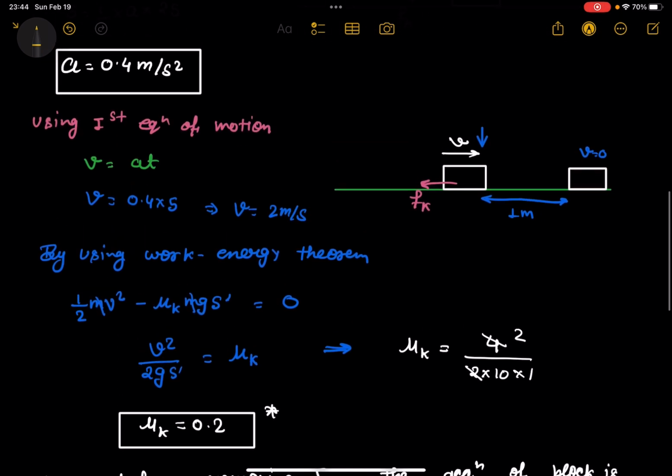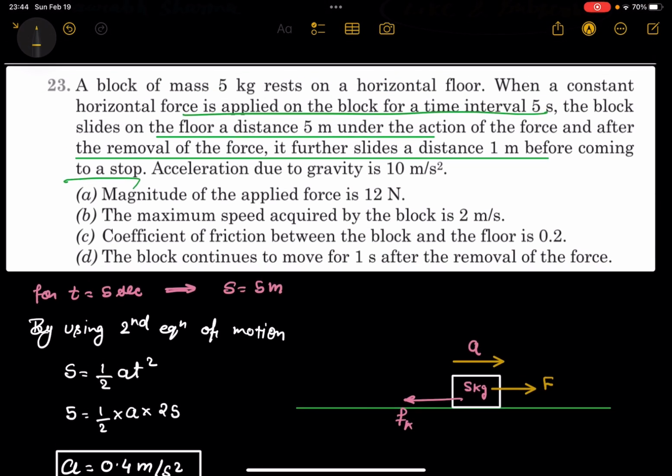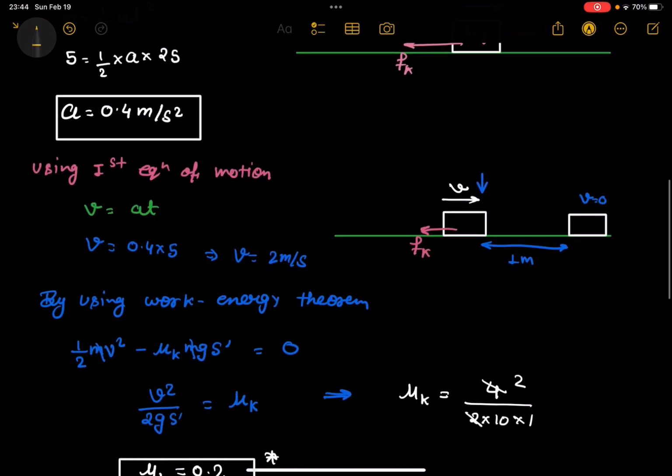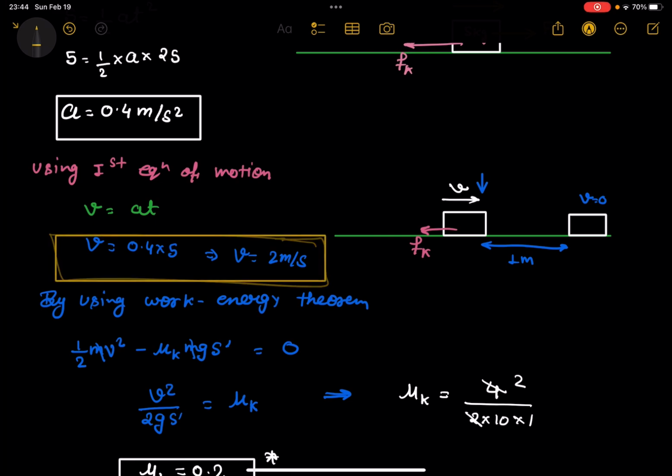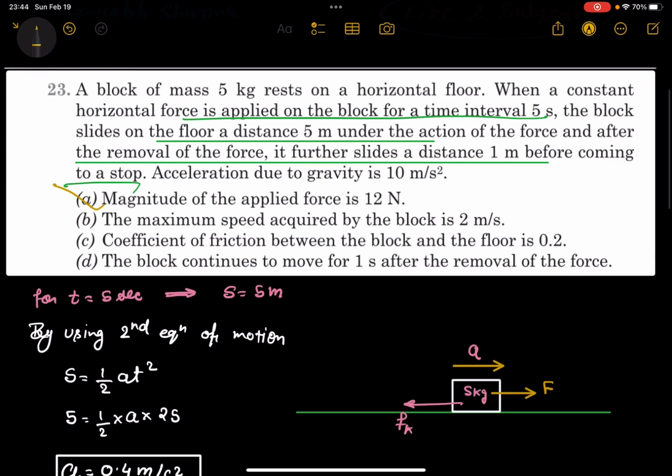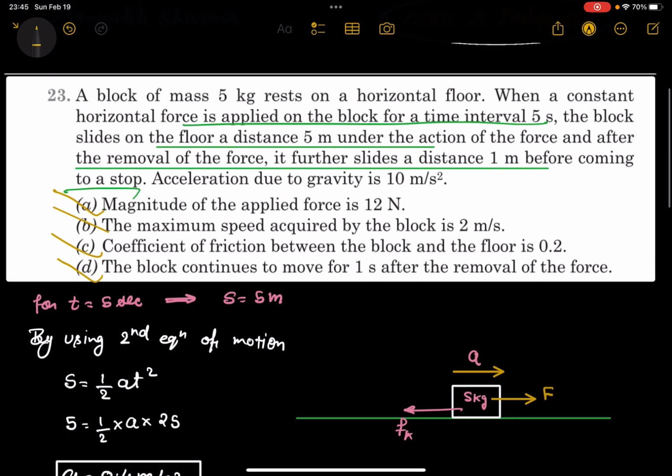So what are the answers? Let's check them one by one. The magnitude of the applied force is 12 Newton. It's correct. The maximum speed, because after this the speed continuously decreases, so this is the maximum speed, is 2 meters per second. This is also a correct answer. The coefficient of kinetic friction between the block and the floor is 0.2. This is also correct. The block moves for 1 second after the removal of the force. This is also correct. So A, B, C and D are the correct answers.